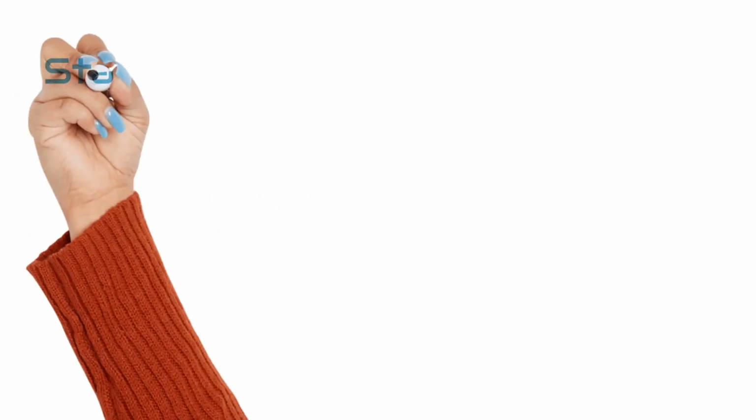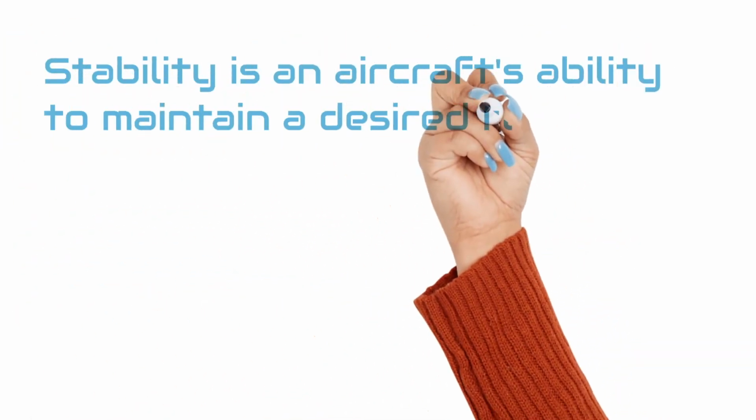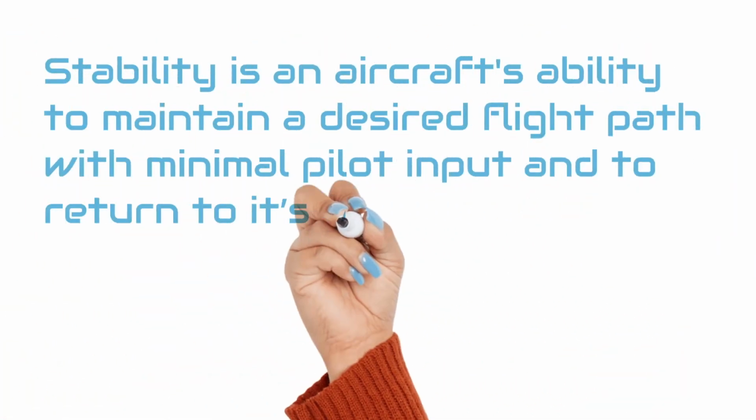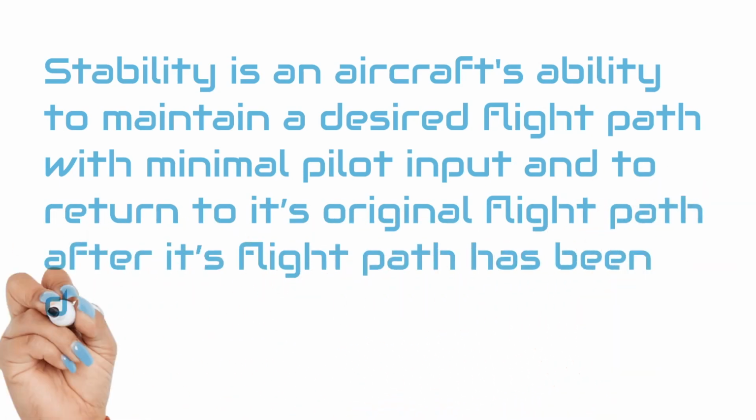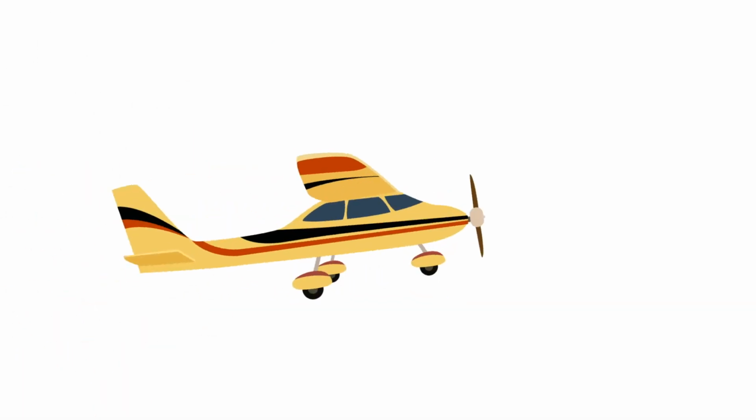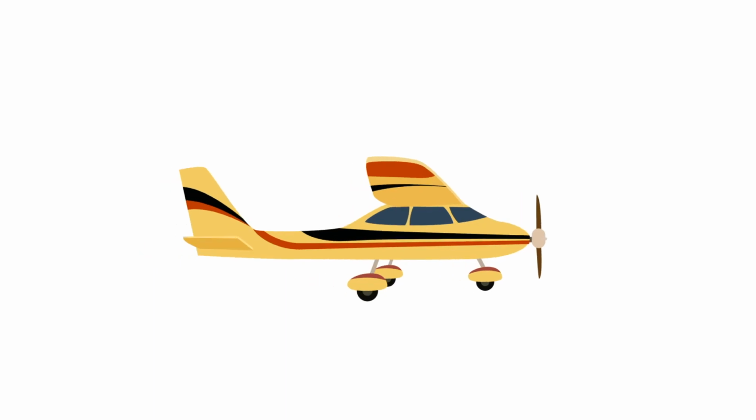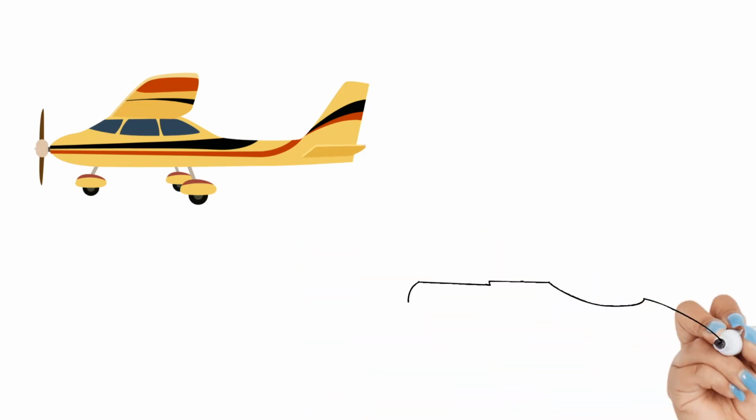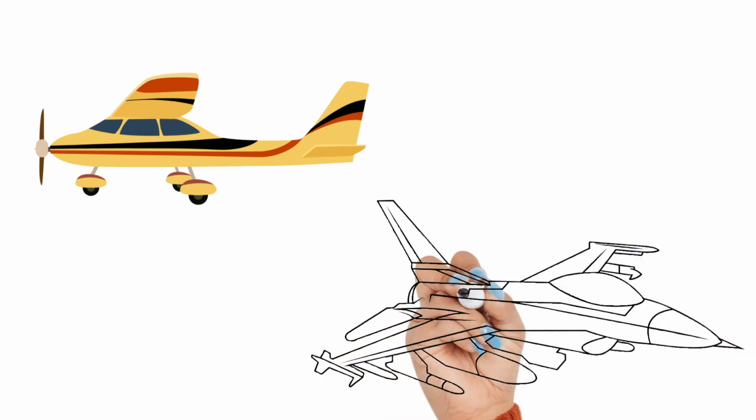Stability is an aircraft's ability to maintain a desired flight path with minimal pilot input, and to return to its original flight path after its flight path has been disturbed. For example, if you're flying and your airplane gets pushed by turbulence so that the nose pitches up, a stable airplane would have a tendency to pitch back down and return to its original flight path. Some airplanes are designed to be more stable, such as training airplanes, and some are less stable in order to be more maneuverable.